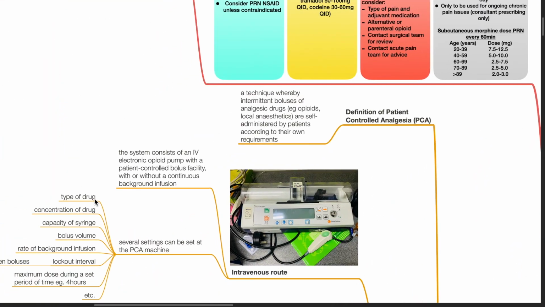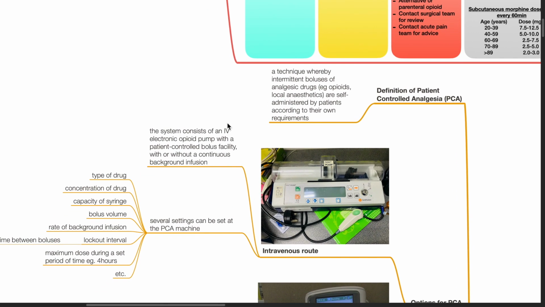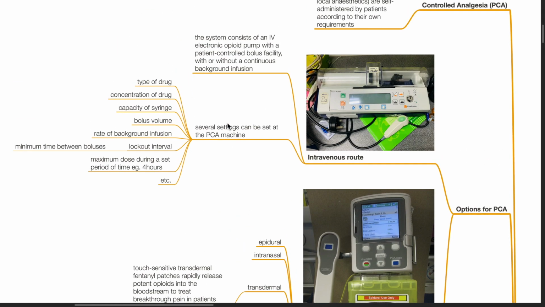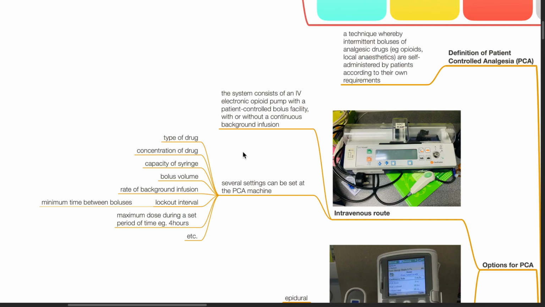Definition of patient-controlled analgesia. This is a technique whereby intermittent boluses of analgesic drugs such as opioids or local anesthetics are self-administered by the patients according to their own requirements. Options for PCA include the intravenous route and other routes such as epidural, intranasal, transdermal, and subcutaneous. For PCA via intravenous route, the system consists of an IV electronic opioid pump with a patient-controlled bolus facility with or without a continuous background infusion.